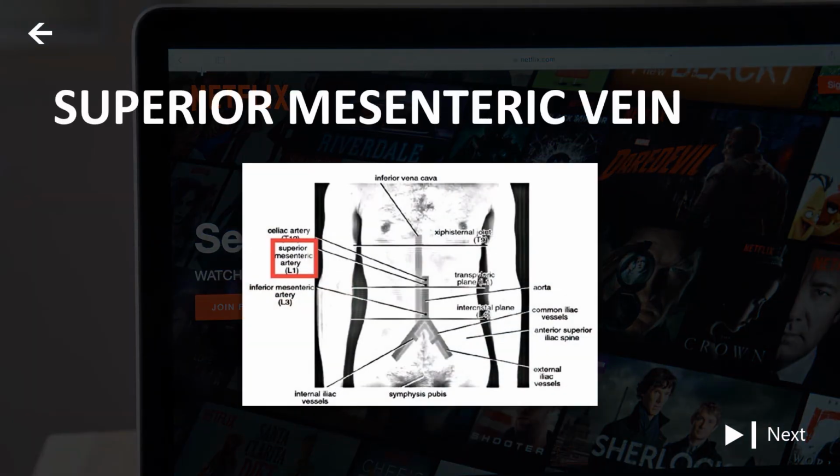Superior mesenteric vein. The superior mesenteric vein is a large vessel in the abdomen. Its function is to drain blood from the small intestine as well as the first sections of the large intestine and other digestive organs. This large vein receives blood from several other veins in the digestive tract.